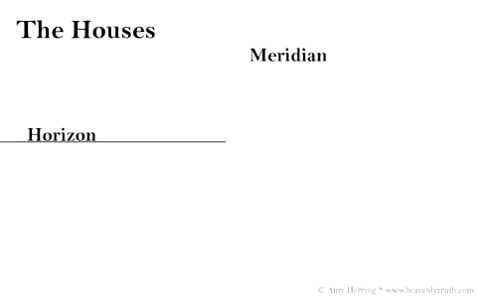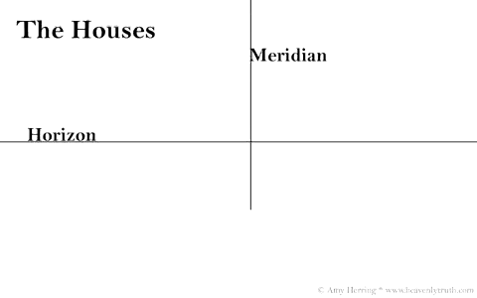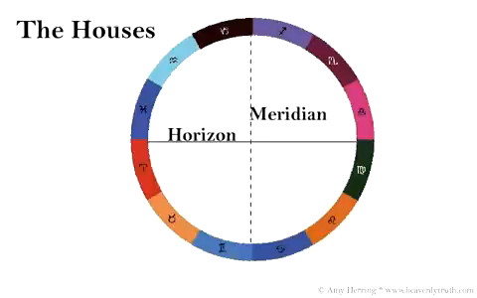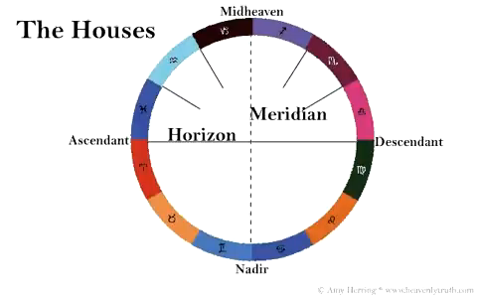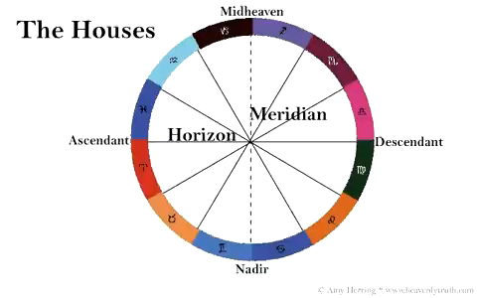Let's take a look at 2 terms, the horizon and the meridian. The horizon is the apparent flat line where the Earth ends and the sky begins. The meridian, not something we can actually see like the apparent horizon, is an imaginary line that runs vertically, dividing the sky and Earth in half. These 2 lines form a cross, and they mark 4 points on the natal chart: the ascendant, the descendant, the midheaven, and the nadir. The other house divisions are filled in within this cross.